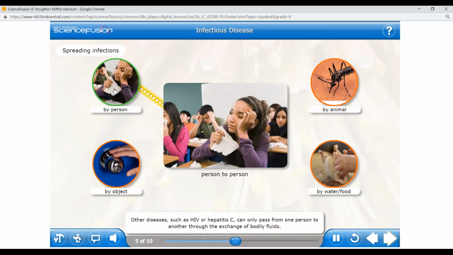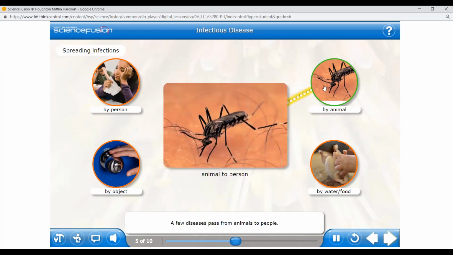Other diseases, such as HIV or hepatitis C, can only pass from one person to another through the exchange of bodily fluids. A few diseases pass from animals to people. Mosquitoes spread malaria. If an animal infected with rabies bites you, you can contract the rabies virus.